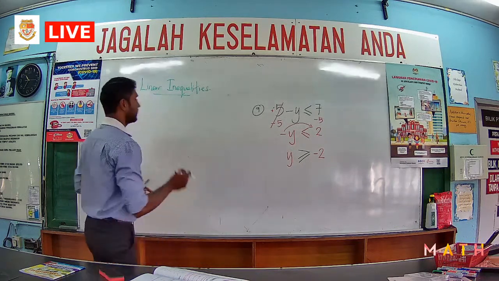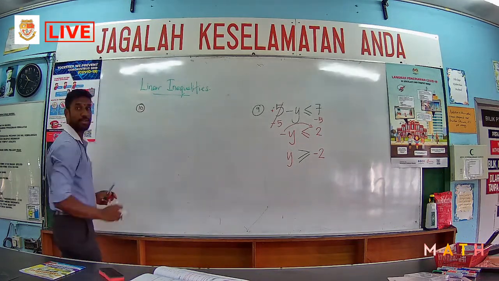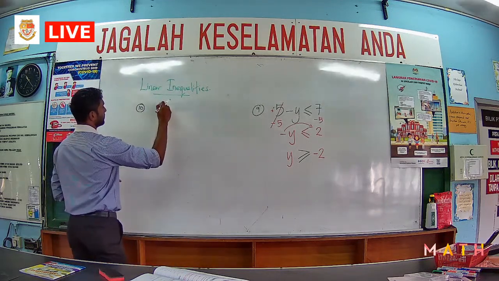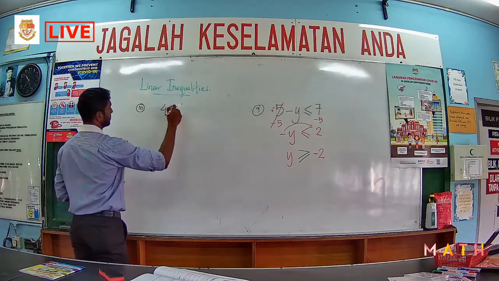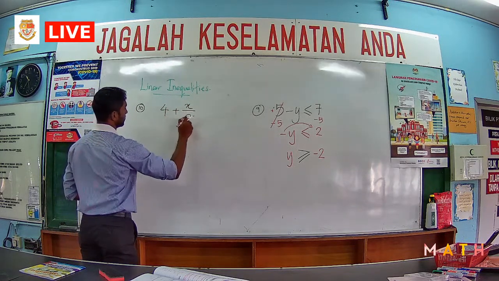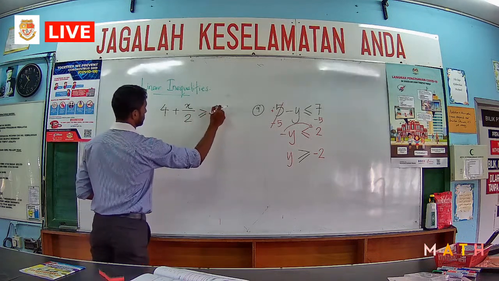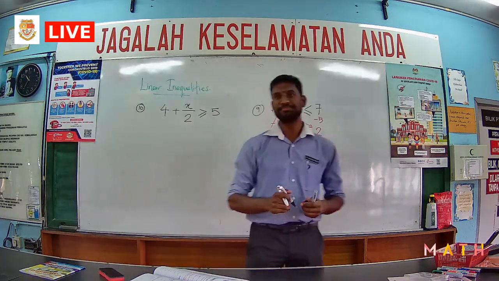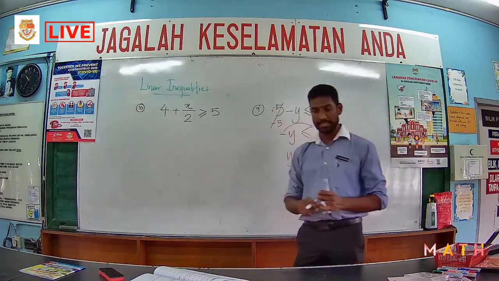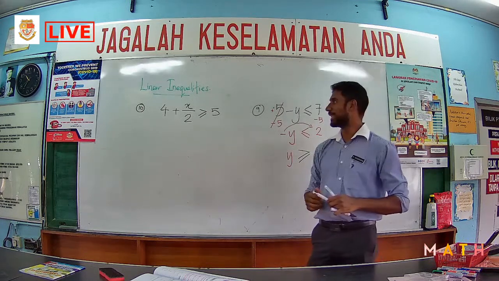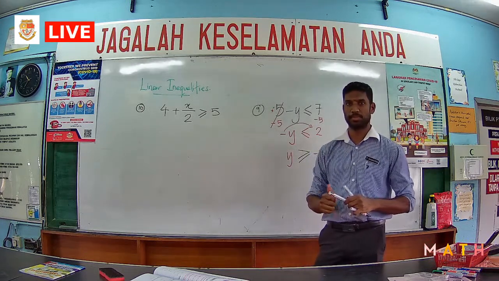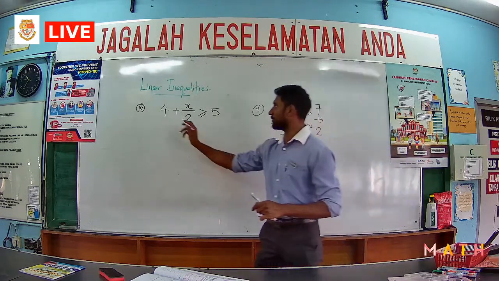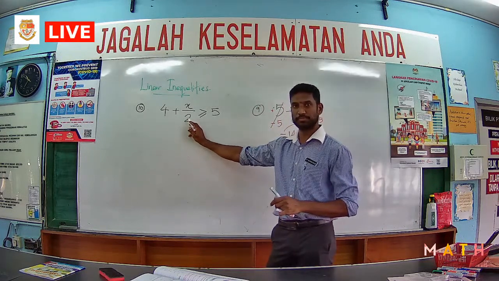Let's try with one more, maybe our final example, before we do some exercise with that. How about this question? 4 plus x over 2 greater than or equal to 5. So again, your first idea: which number do we need to eliminate first? Is it 4 or is it 2?